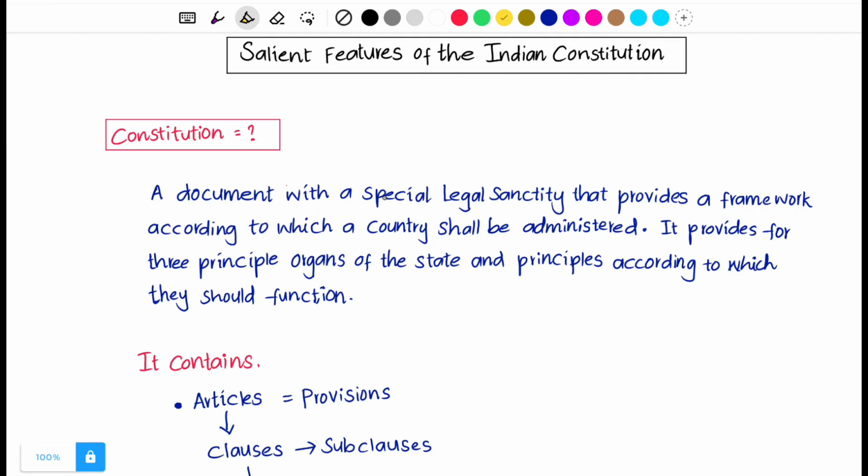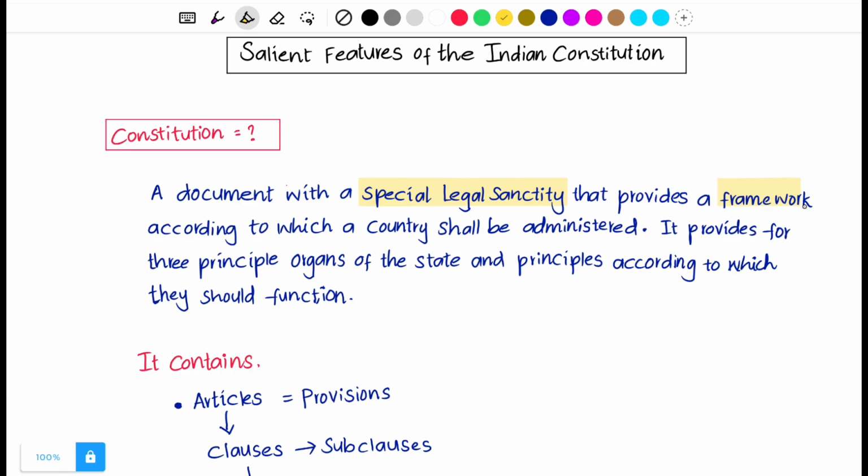First of all, let's understand what the word constitution means. I will read out the statement first, then I will break down the statement and explain. Constitution is a document with a special legal sanctity that provides a framework according to which a country shall be administered. It provides for three principal organs of the state and principles according to which they should function.